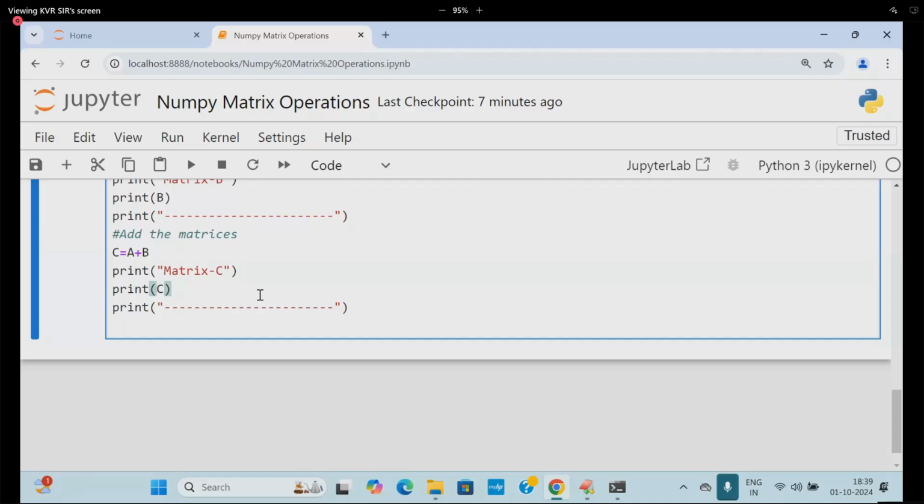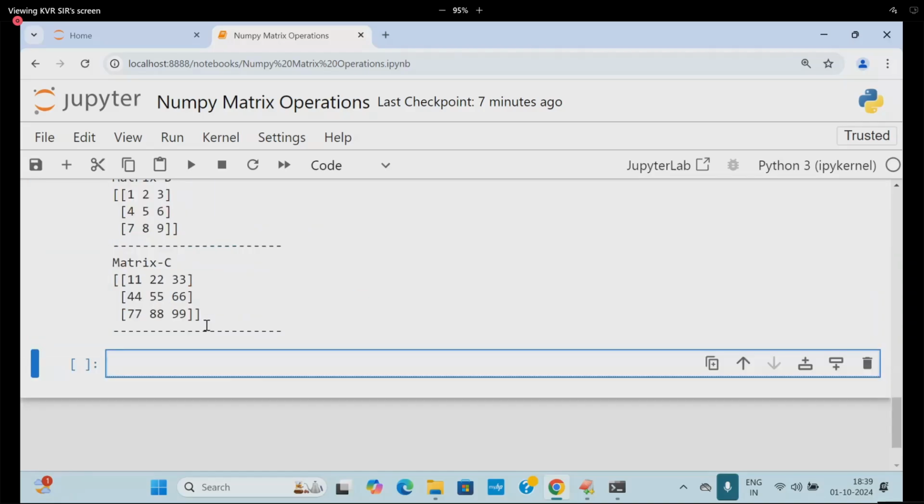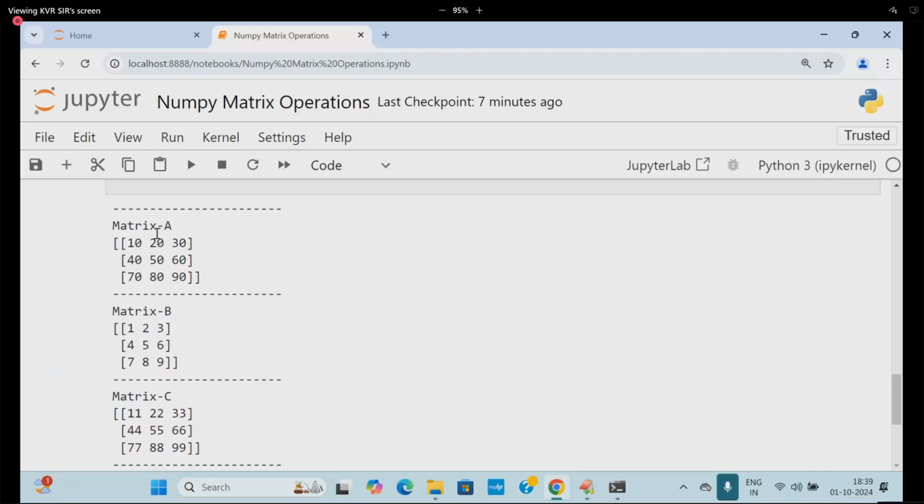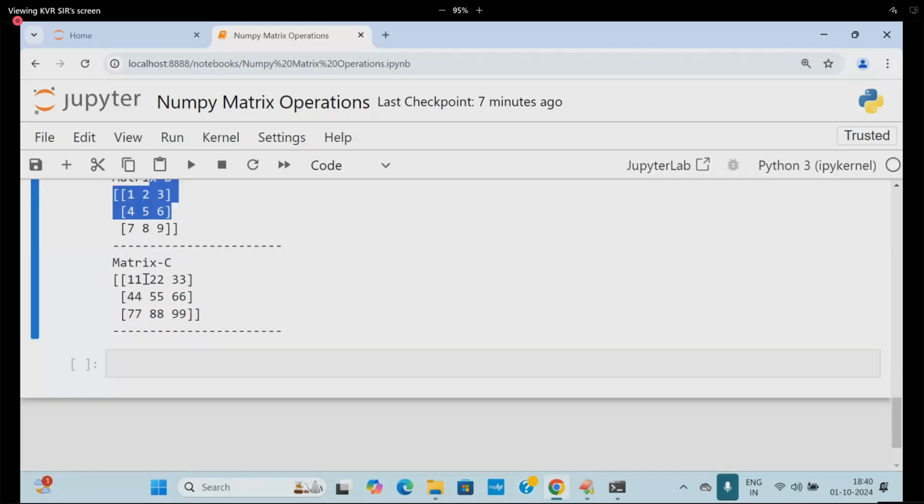Right. Coming to the next point, here I am going to write the arithmetic operator plus. So here I am going to write like this. Are you following me? Right. This is related to what? Matrix A, matrix B, matrix C.